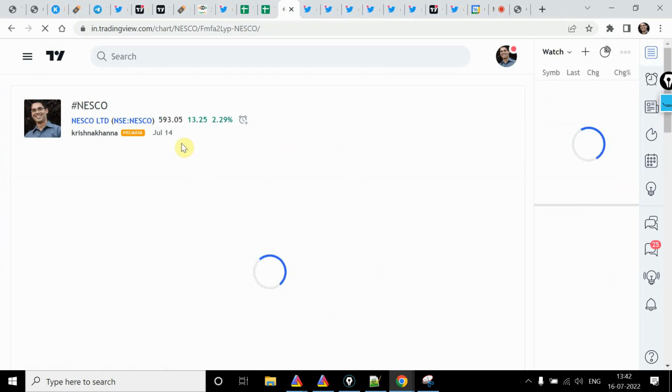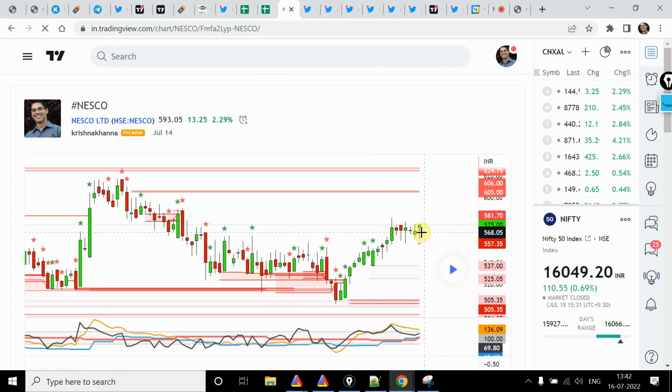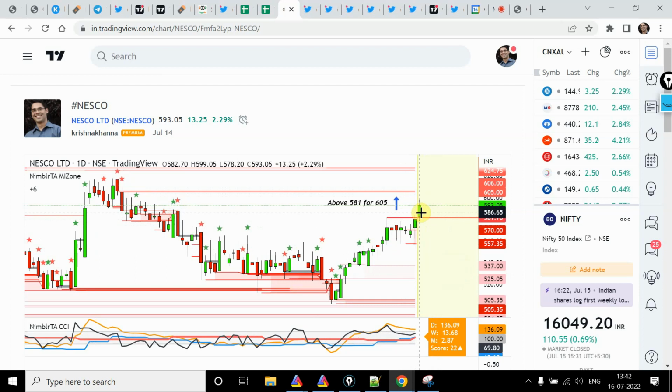So it was on the 14th, and at that moment, if I see, it was around this level, and it was an impulse trade based on the dashboard, and I wanted to enter it above 581. This was the level 581. I had traded it since I got the alert timely. I traded it, and 605 was what I was expecting. So later on the previous day, it was able to make a good high of 599, right? And then it reached above. So that is how you can easily track it.